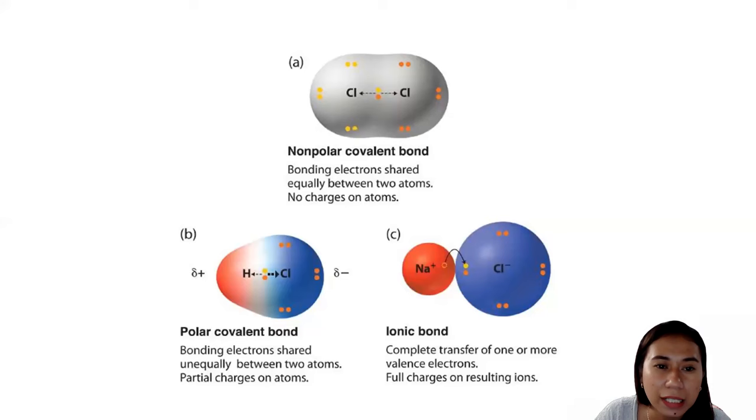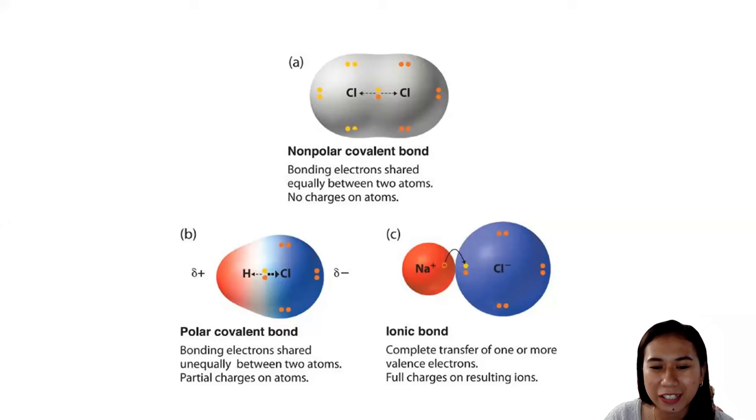Okay, anyway, let's proceed to this. By the way, remember this one, non-polar and the polar. Kapag sinabi nating non-polar, ibig sabihin equally yung distribution ng electrons, no? Bonding electrons shared equally between atoms. So it's para siyang opposite, no? Kasi non-polar tapos equal. Non-polar is equal, polar is unequal. Yan lang yung tandaan natin. Polar is unequal sharing of electrons, tapos non-polar is equal sharing of electrons.